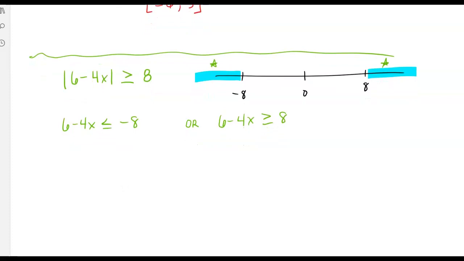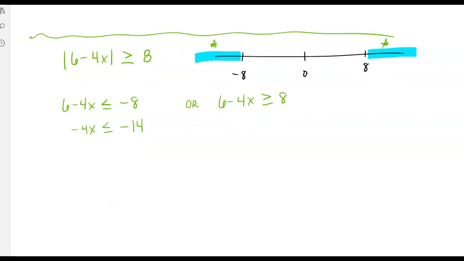I'll solve these independently. For the one on the left, let's subtract 6 from both sides. And when I divide by a negative number, remember that's a reflection, and so what it does is it flips everything to the other side of the number line, and the order changes. Large to small changes its order. So when you divide by a negative sign, you change the sign in the center. So this becomes x greater than or equal to 7 over 2.